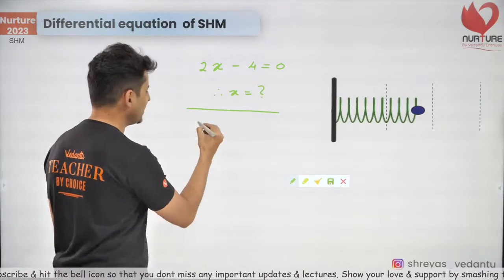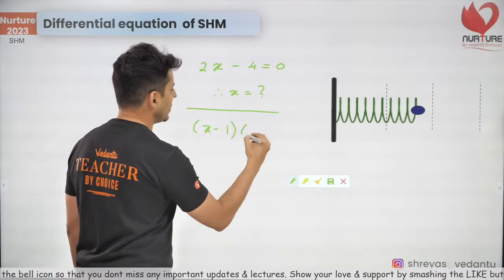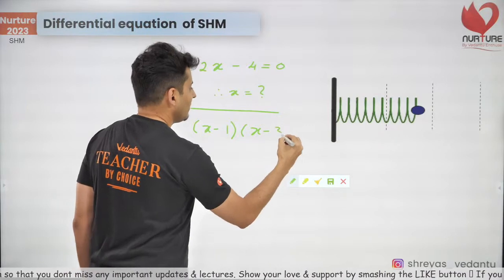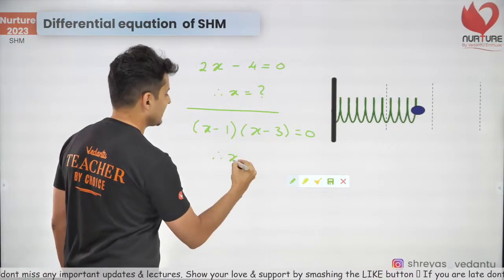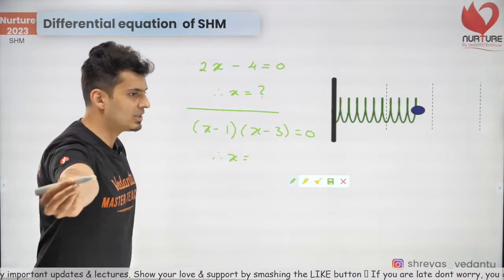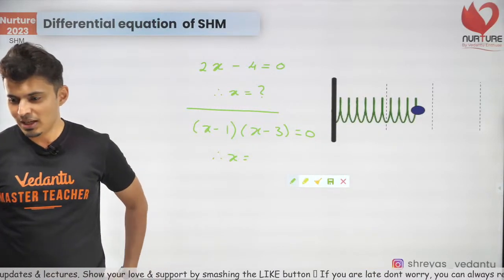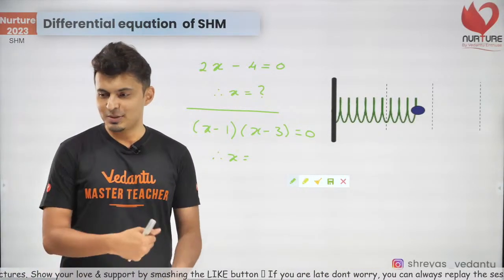Now, if I tell you x minus 1 into x minus 3 is equal to 0, therefore x is equal to how much? Spam the chat box quickly. Good evening. Come on, spam the chat box.